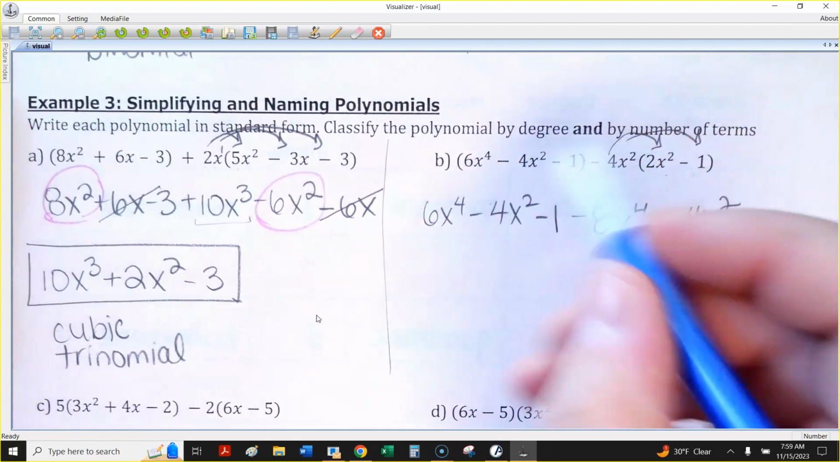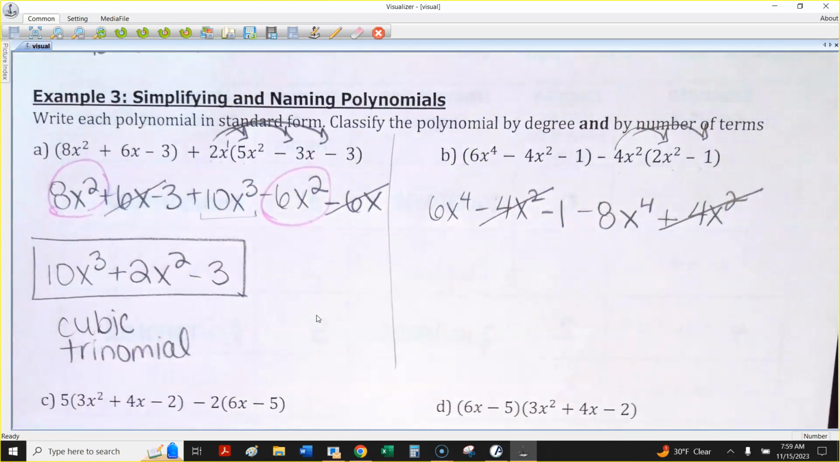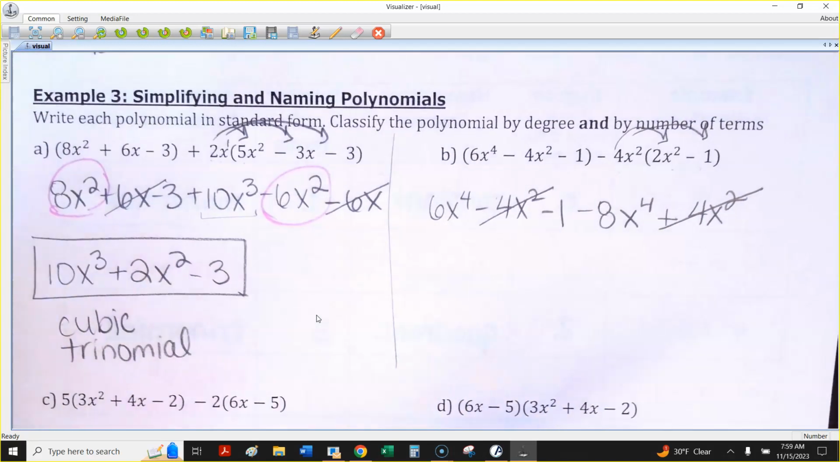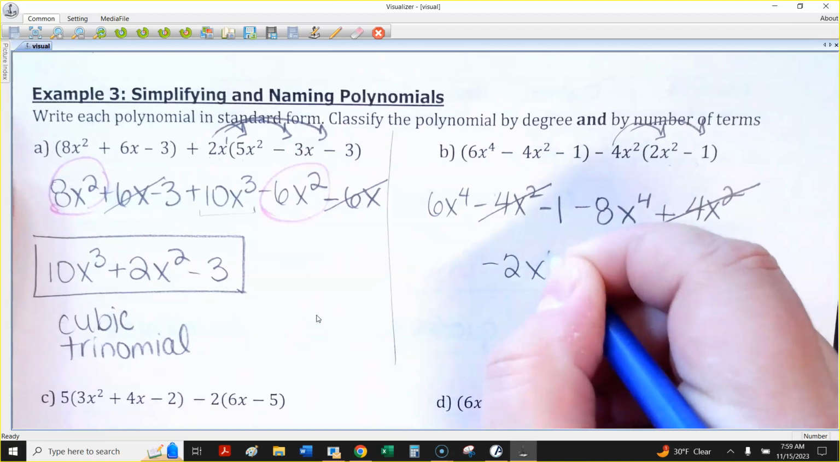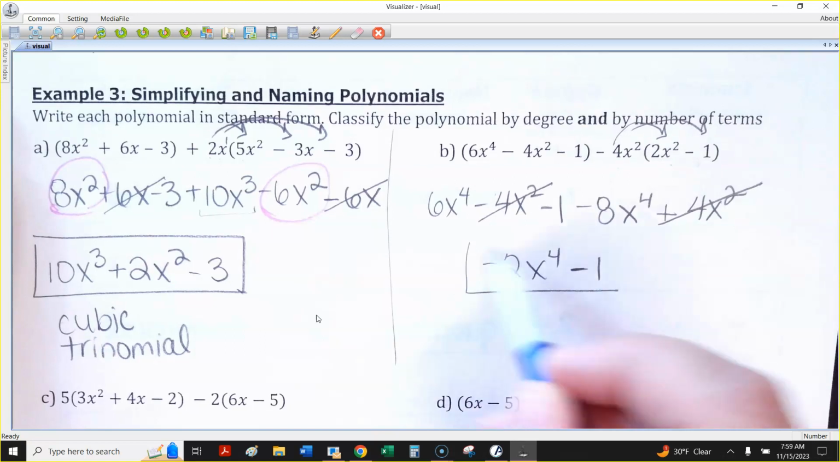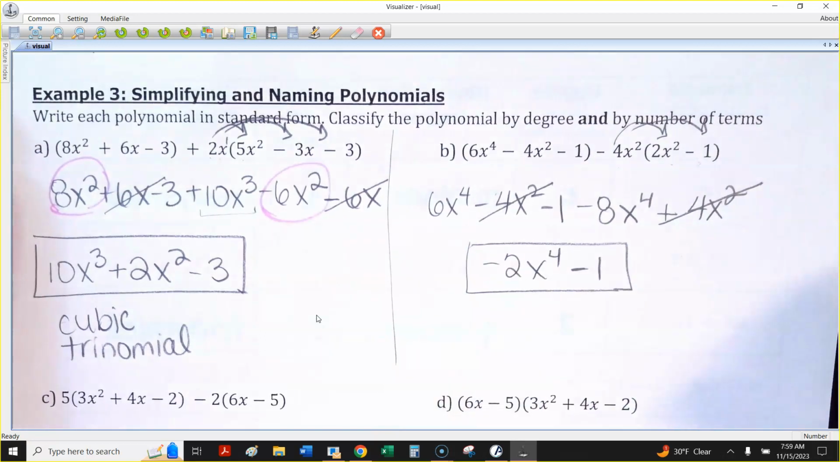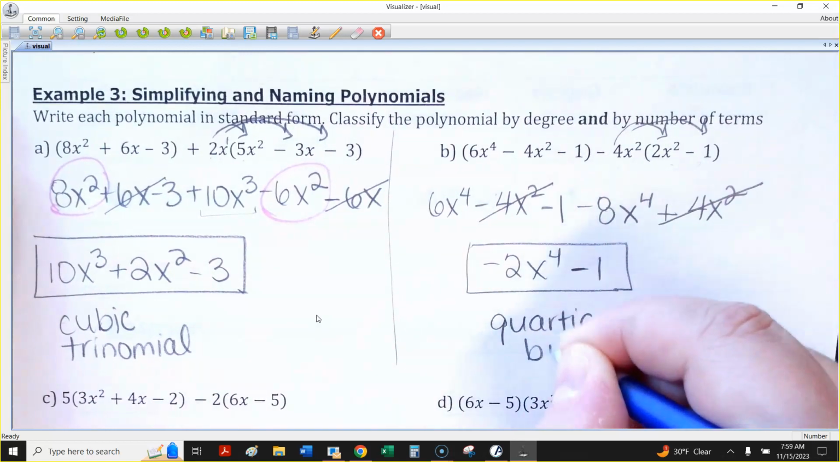Now, this one's kind of weird too. I've got a 4x squared and a negative 4x squared, so those will cancel out. If I'm going to write this in standard form, the highest power of x goes first, so that would be the x to the fourth. I've got 6 here minus 8 here, so it would be negative 2x to the fourth, and then minus 1. Do you guys remember what the fourth degree was called from the front? Quartic, yeah. 4 quarters and $1. There's quartic, and there's 2 terms here, so binomial.